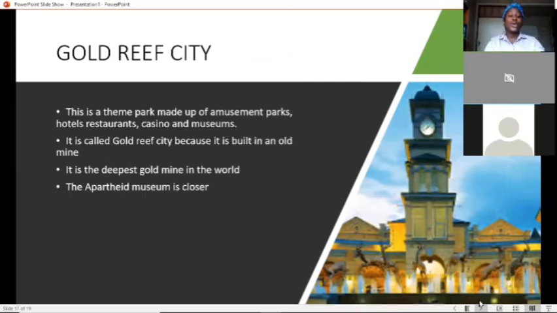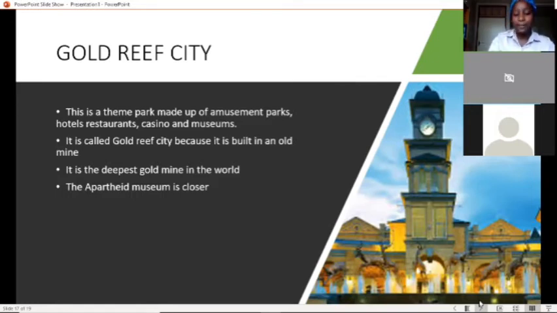And then we get to the Gold Reef City, right? Yes. It looks interesting from the picture. It is a theme park. It is made up, I can say, out of everything. The amusement park, hotel, restaurant, casino, museum, like everything is there, right? If you go to the museum and then you get tired, just go to the park, ride the roller coaster, and you'll be fine, right?